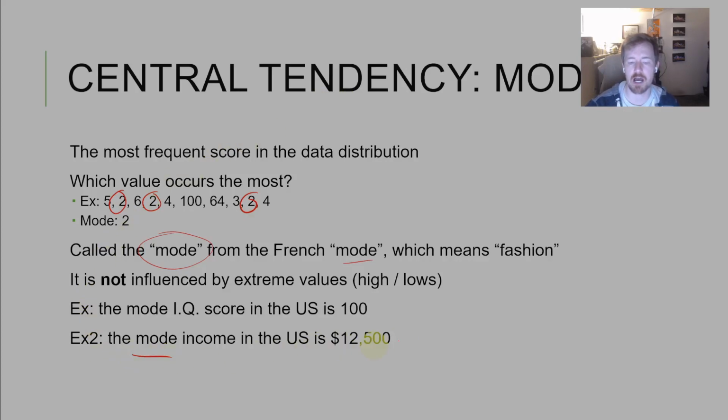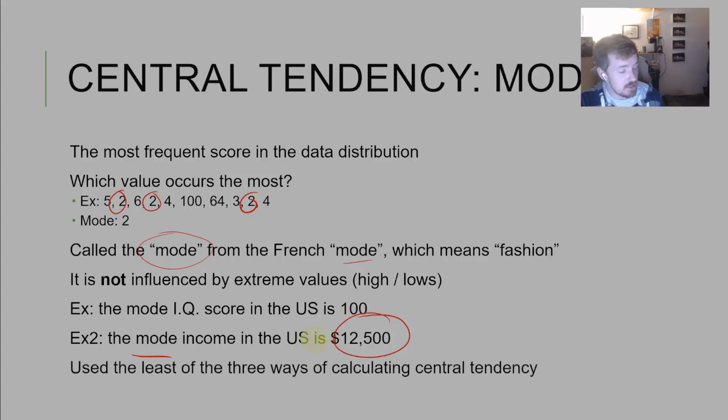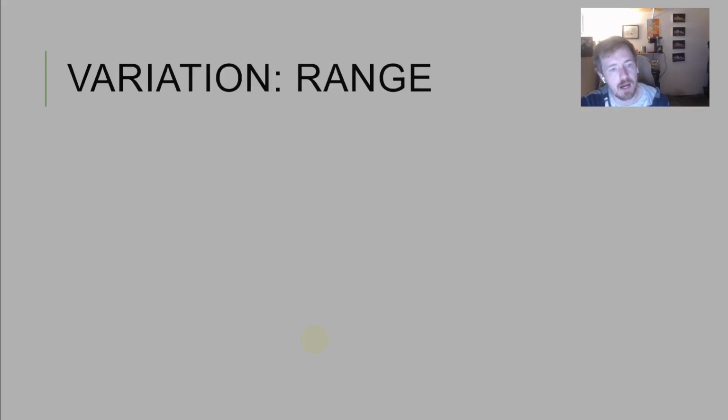For example, the mode income in the U.S. is 12,500. I don't even think that's actually accurate anymore. Just from when I Googled it, that's what it said. But that reflects a certain unemployment program that gives 12,500 a year, and because it's that specific number and there are so many people making it, that is the most common number, right? So is that the most descriptive, representative number to use to talk about household income? Probably not, right? It's probably the median. That would probably be the best for us. The mode is the least commonly used of all of these central tendency values.